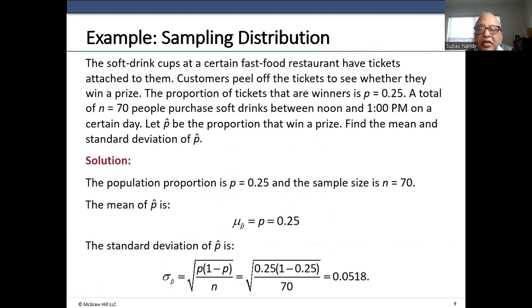So press the divided by sign after that, 70. Why 70? Because that is the value of your sample size, n equal to 70, and hit enter. And you get sigma p hat is equal to 0.05175, which they have rounded to 0.0518.